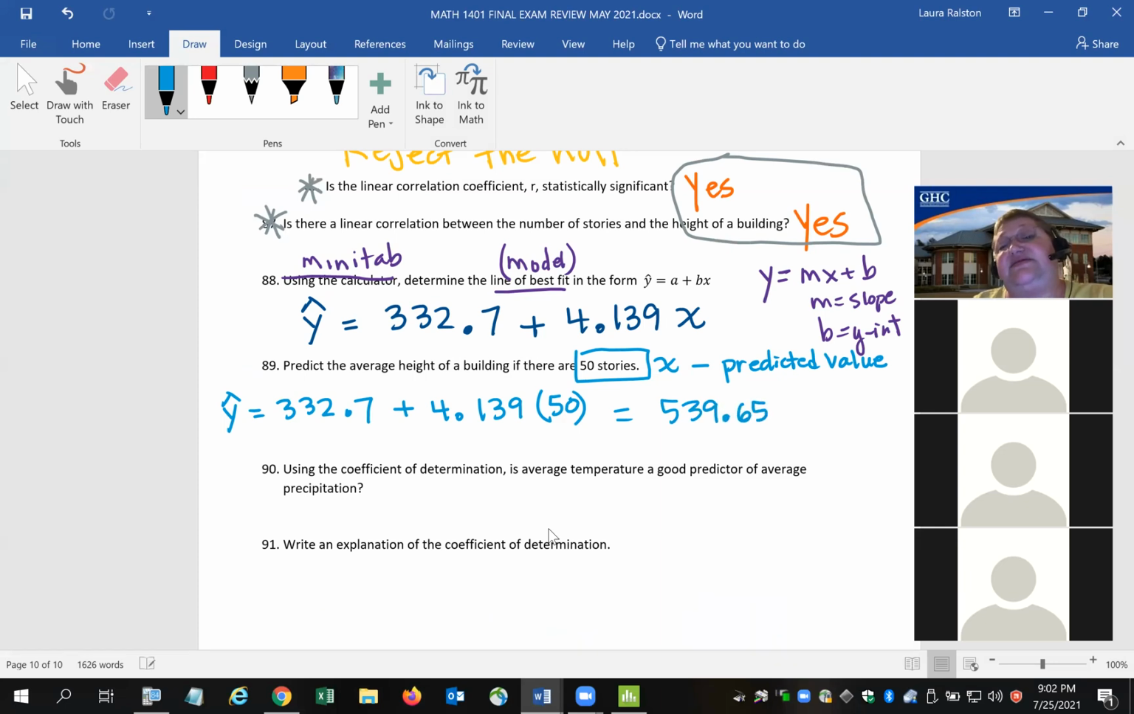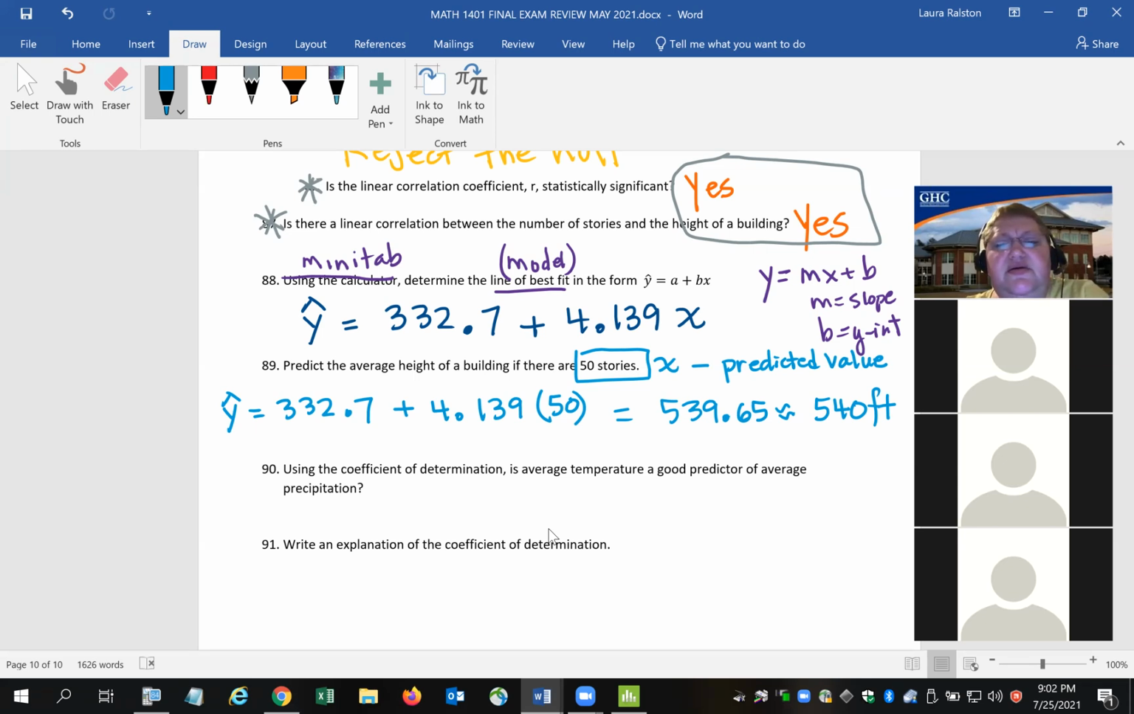Now again, on the test, it may ask you to round. So if this one would round to a whole number, it would be 540 feet. It doesn't specify here, but I know that typically on the final it does specify. So just watch your rounding. So my answer in this scenario would be that the average height of a building with 50 stories is approximately 540 feet. Guys, don't overthink it. It's not supposed to be hard.